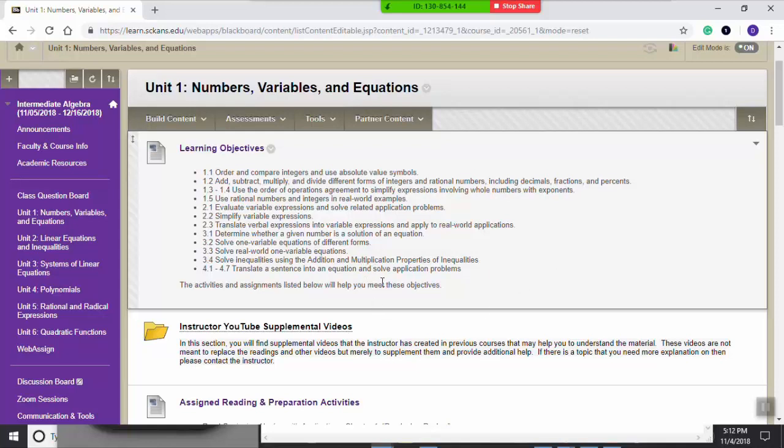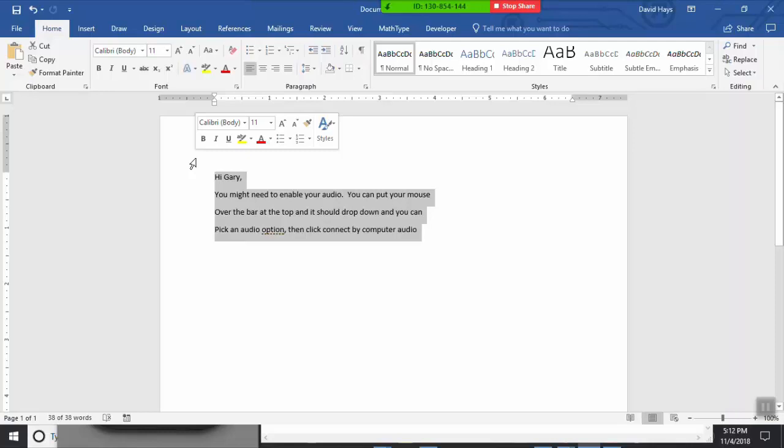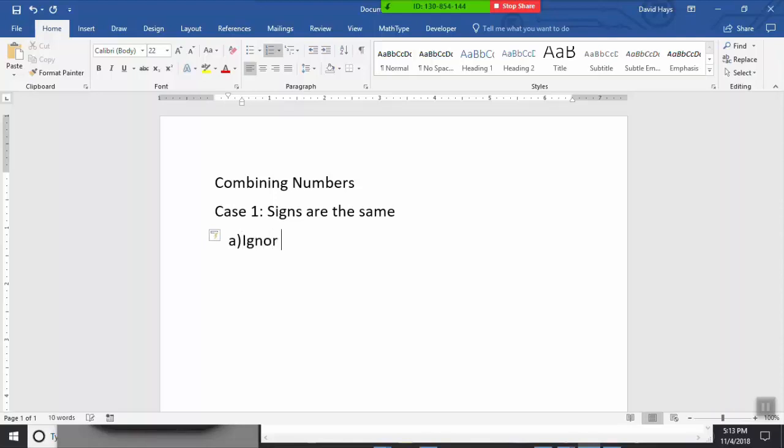So let's talk a little bit about that. Now this I'm going to call, let me make this a little bit bigger actually. I'm going to call this combining numbers. This is where you got positives and negatives. You guys, two cases. Case one, signs are the same, both positive, both negative. In this case, first thing you're going to do is ignore signs.